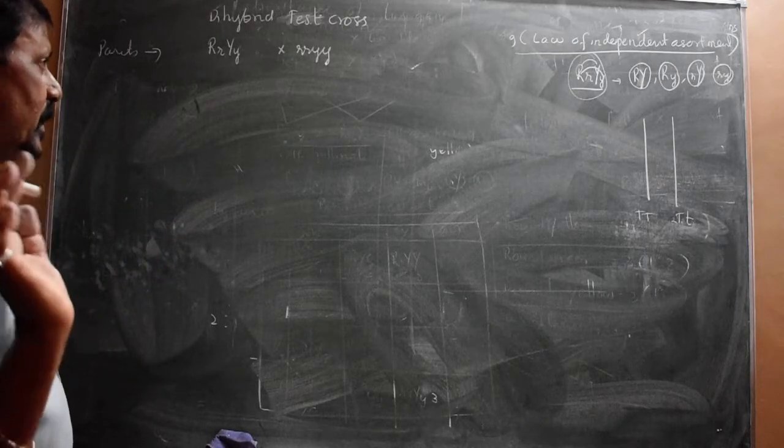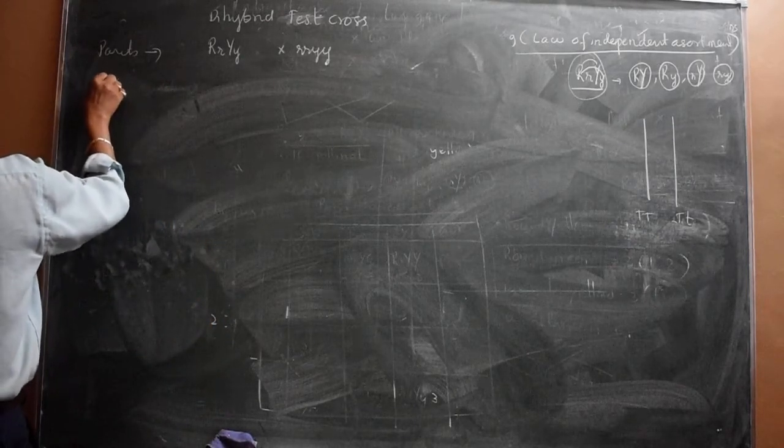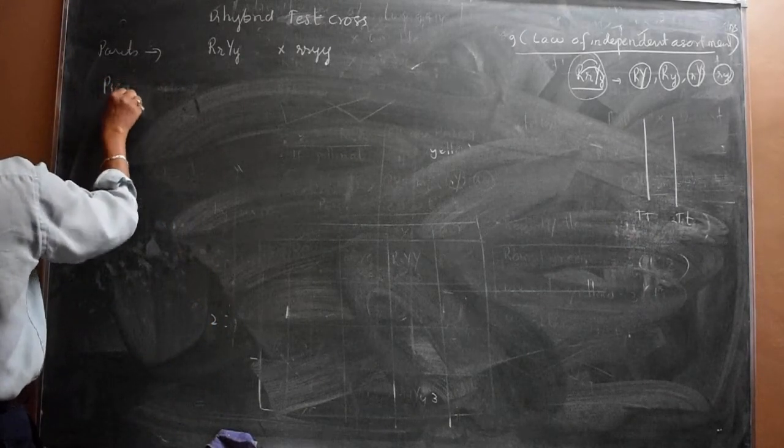If you cross this, you can deduce the law of independent assortment. Now you have to write the P1 gametes of this.